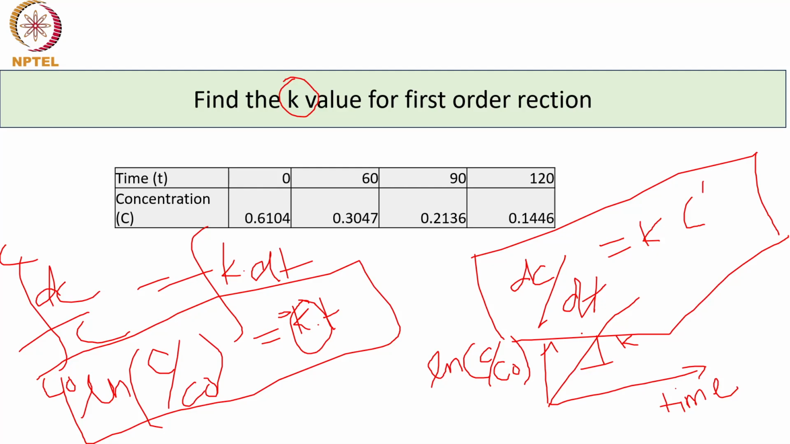You can copy this derivation also. dC by dt is equal to k into C. If you try to integrate, dC by C is equal to k into dt. If you integrate, you will be getting ln of C by C naught is equal to k into t. Obviously, your k will be negative here since it is a degradation process. Is it fine?